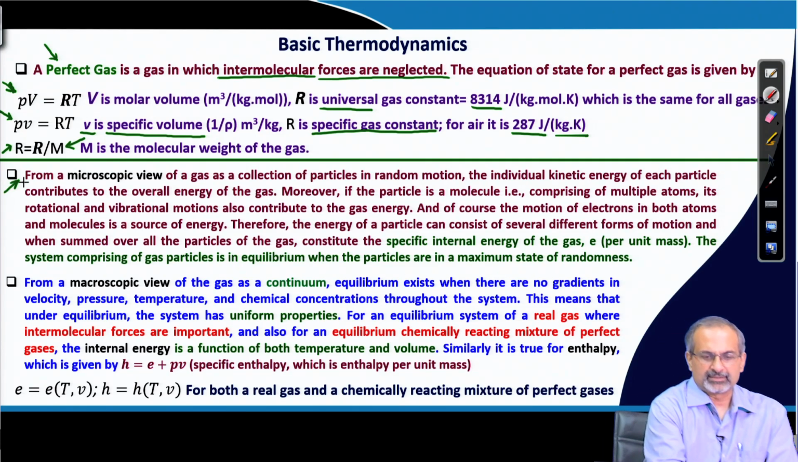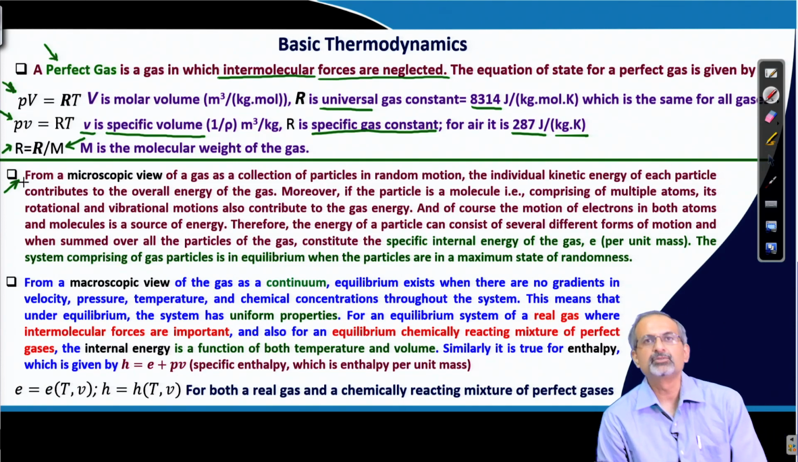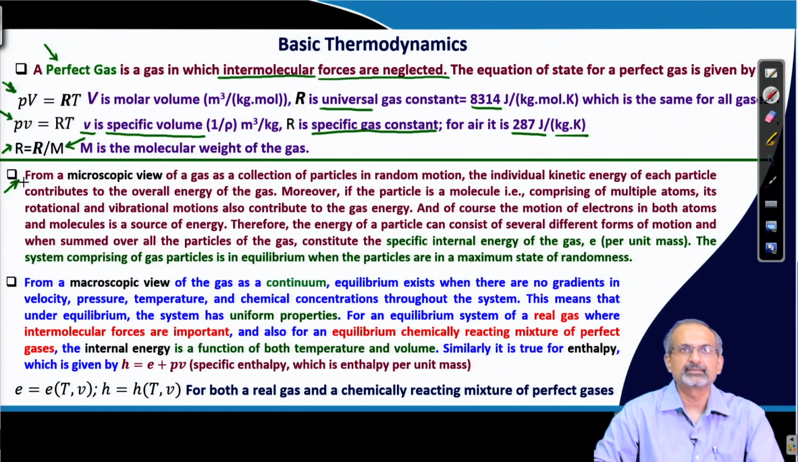When you look at the gas from a microscopic point of view, it is basically a collection of particles which are in a state of random motion. Each one of those particles has its individual kinetic energy, and when you sum up the kinetic energy, they contribute to the overall energy level of the gas. When you are talking about individual atoms, it is slightly simpler, but when it is a collection of atoms which forms molecules of the gas, then you are also talking about the rotational and the vibrational motions of the atoms within the molecule, which would contribute to the energy of the gas.